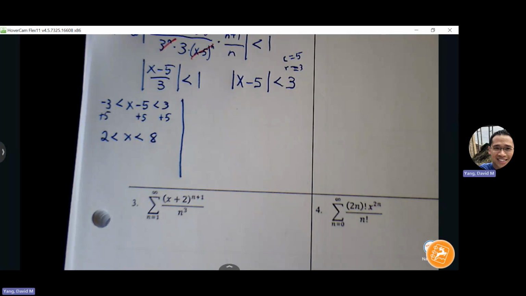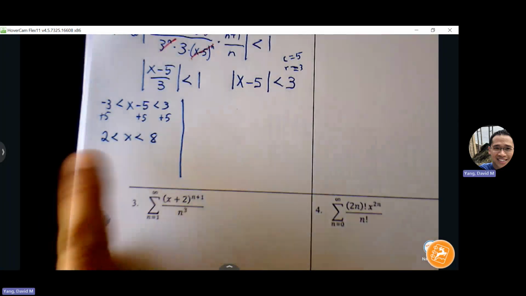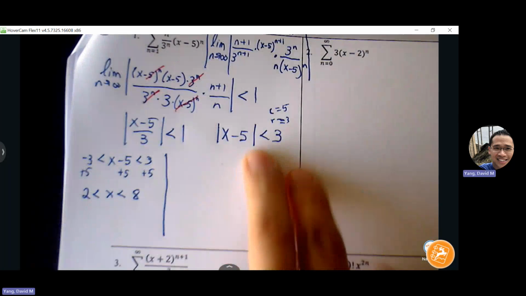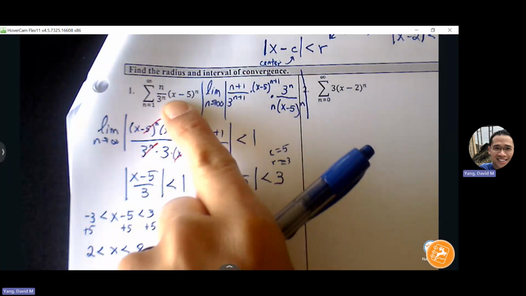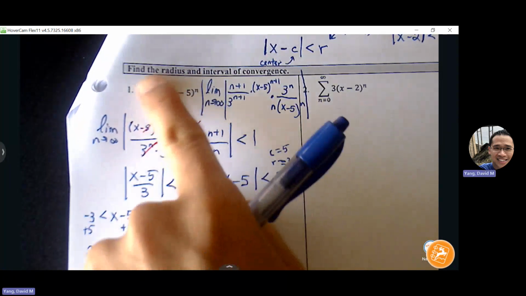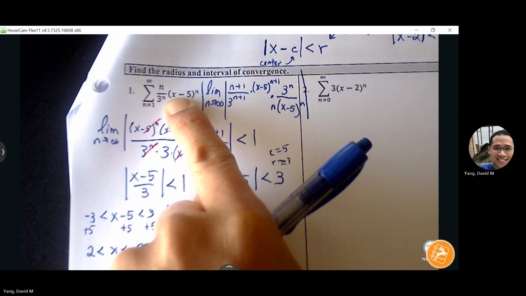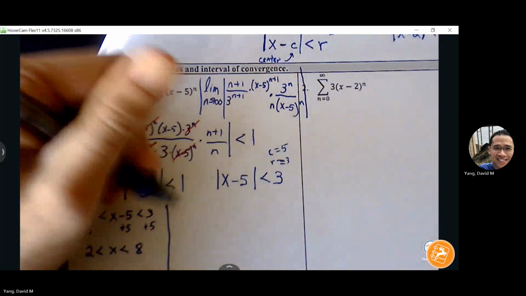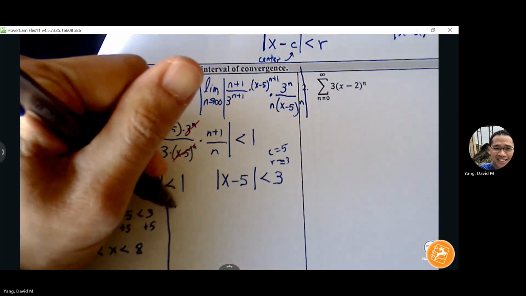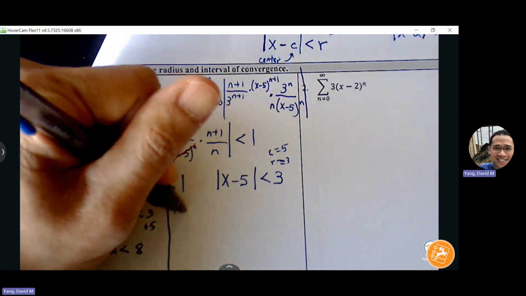Okay, so this is our potential interval of convergence. We still have to test what? The endpoints. The way we test endpoints is we plug 2 back into the original series, remember we're plugging in for x here, and see if it will converge or diverge from there. So I'll test x equals 2 first.